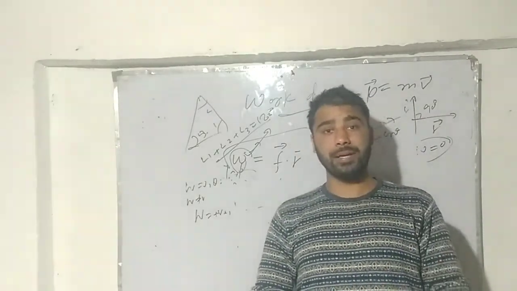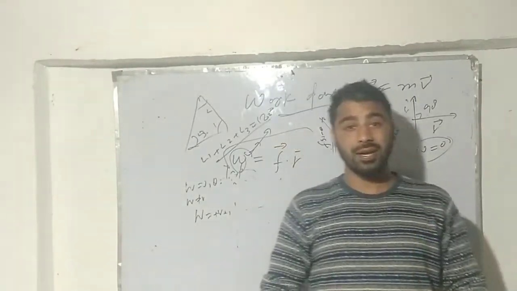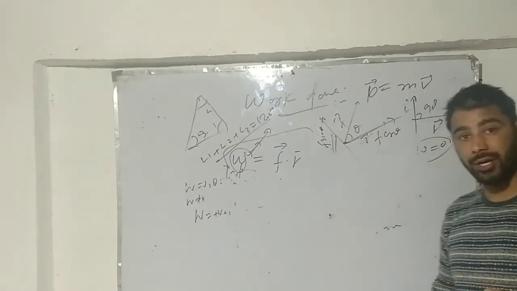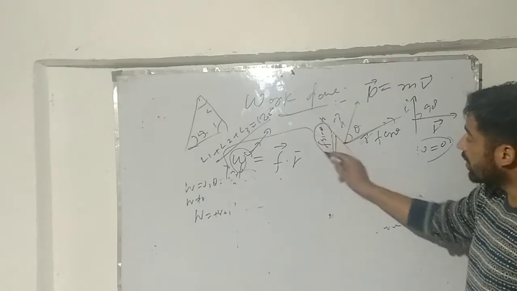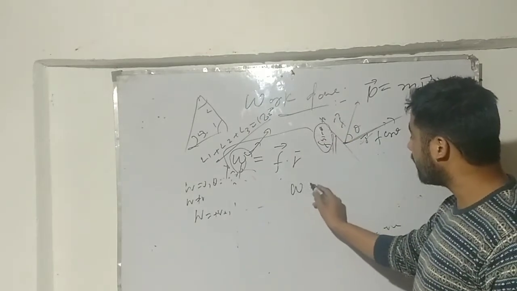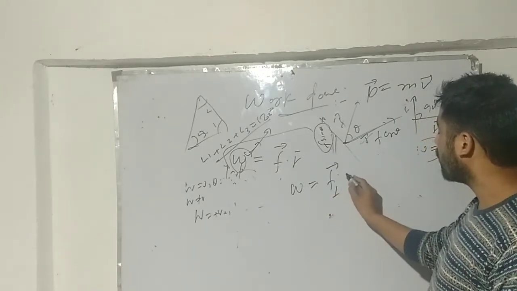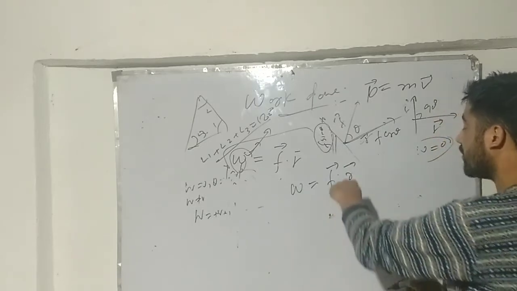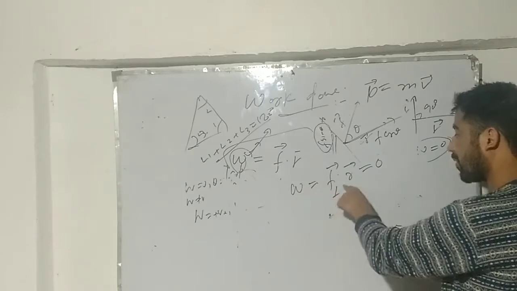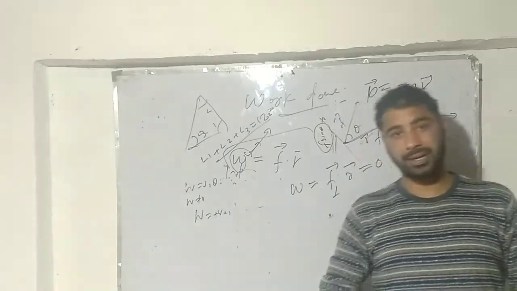This means that the perpendicular component of the force will not contribute to the work done. It is basically the parallel component of the force that contributes to the work done. So a perpendicular force will never do any kind of work. If I write the work done by perpendicular forces, there will be zero contribution to the work done from the perpendicular force. This is an important conclusion I am getting here.